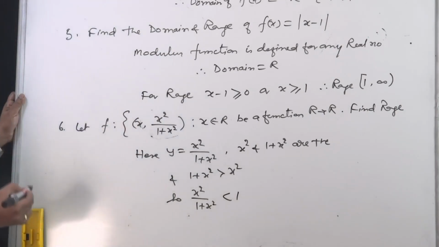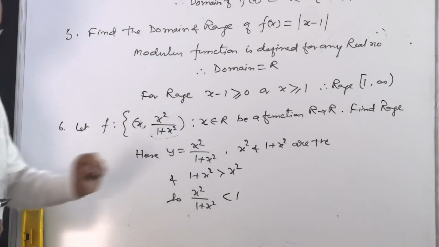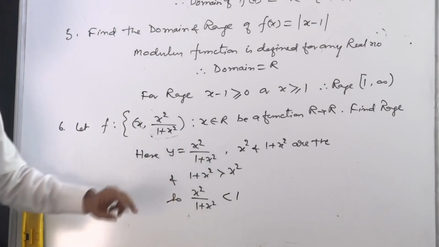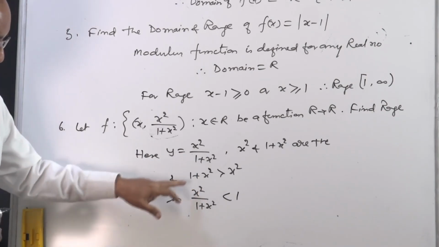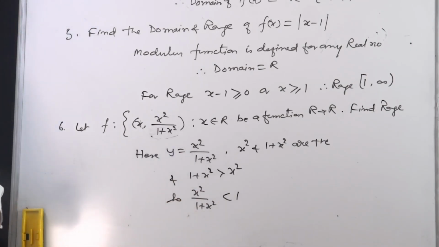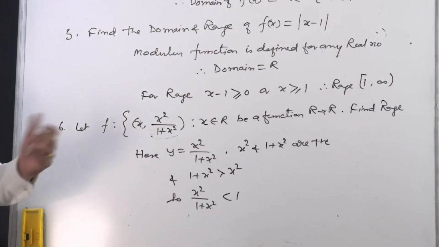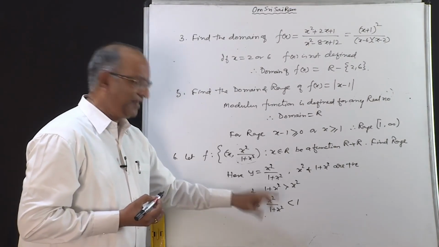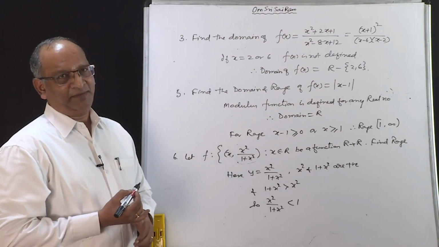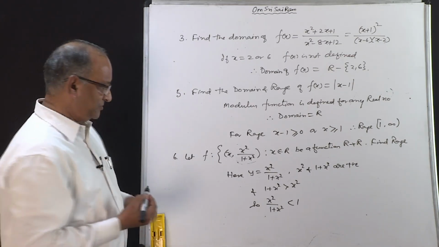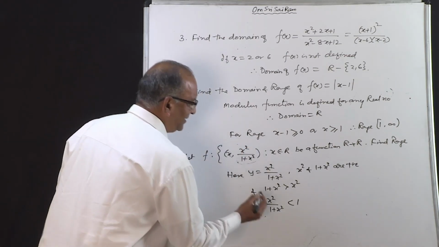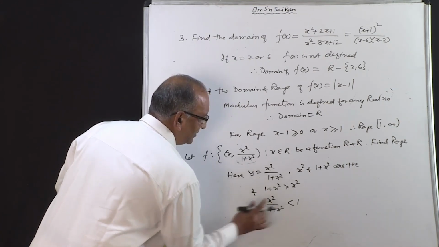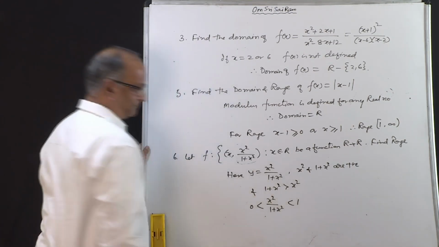It cannot be equal to 1. Can it be equal to 1? That can happen only if the whole fraction is equal to 1. Can the whole fraction become 1? What value can you substitute? Minimum value, let us say 0. So you will have 0 by 1. 0 by 1 is not 1. It is 0 only. So less than 1, and certainly it is going to be greater than or equal to 0.